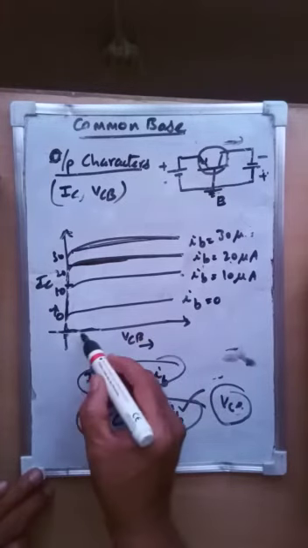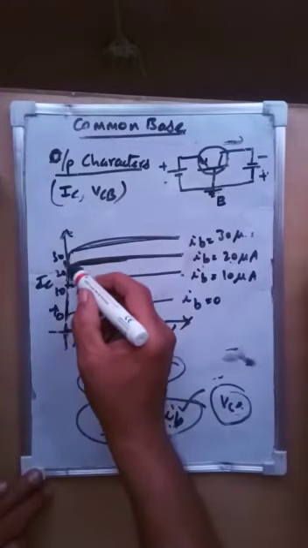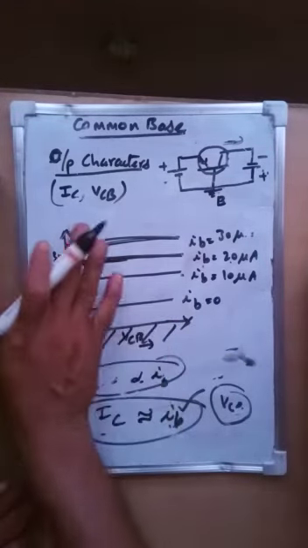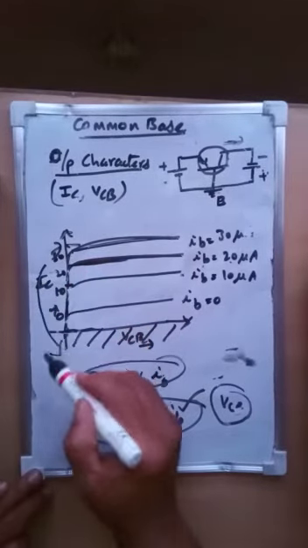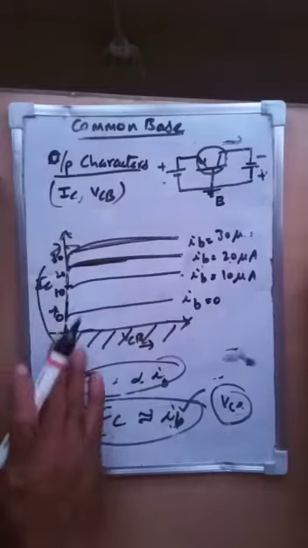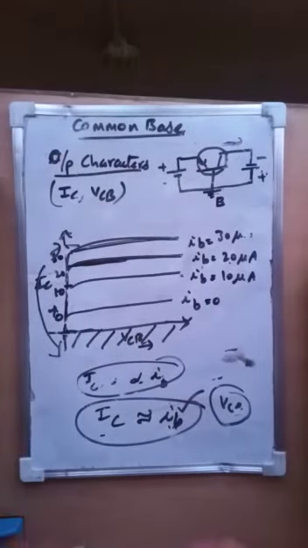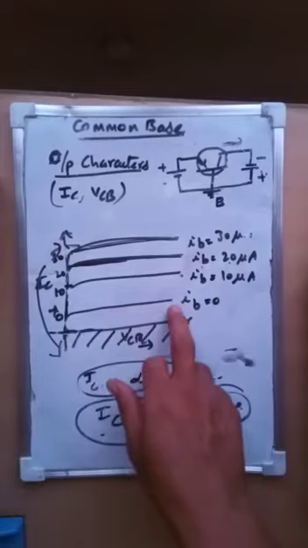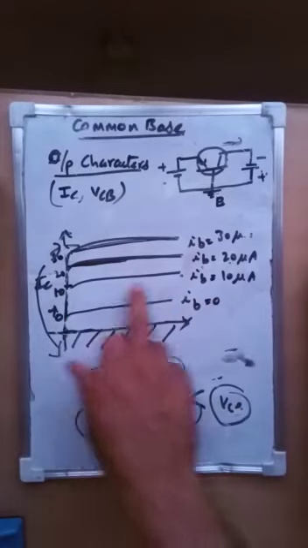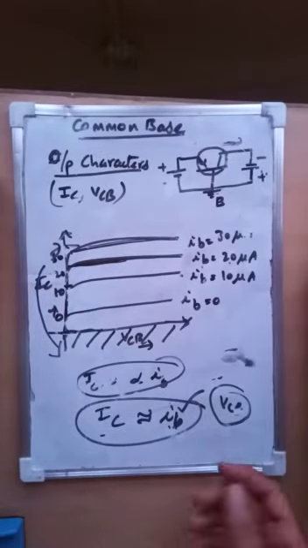This part is cutoff, this part is active, and this part is saturation. This is the output characteristics of common base. The key point is that IC is approximately equal to the input current. Whatever value is given as the input current, the same will be IC. If 0, then 0; if 10, then 10 micro; 30, then 30 micro; 40, then 40, whatever, the same value is there.